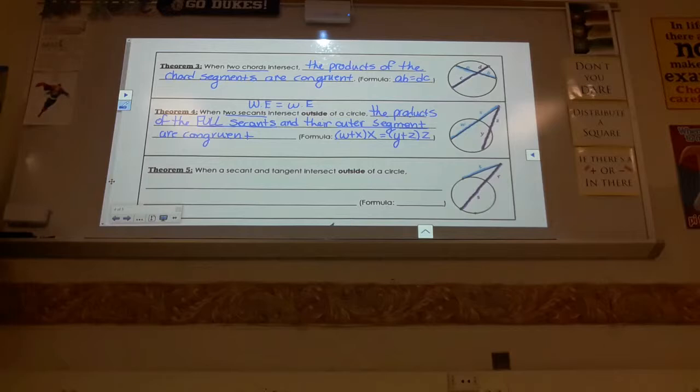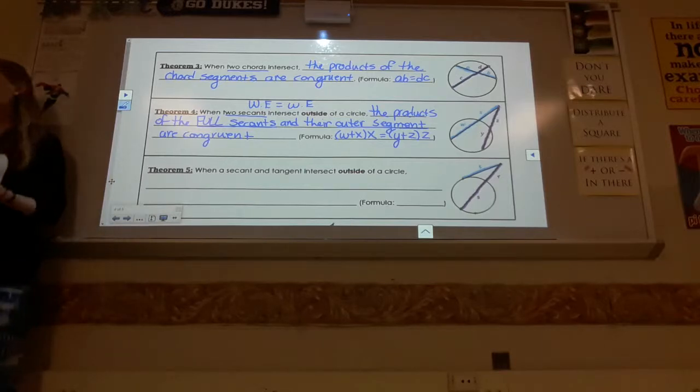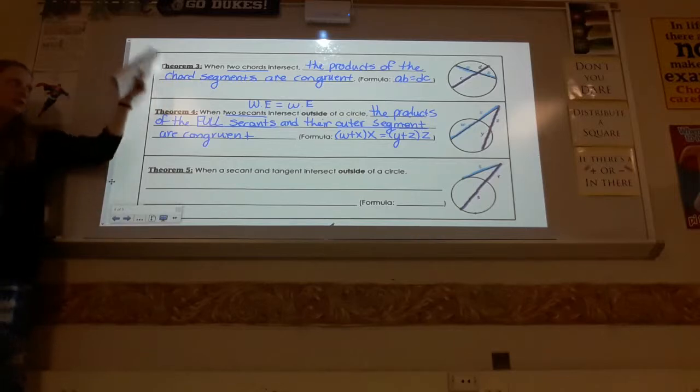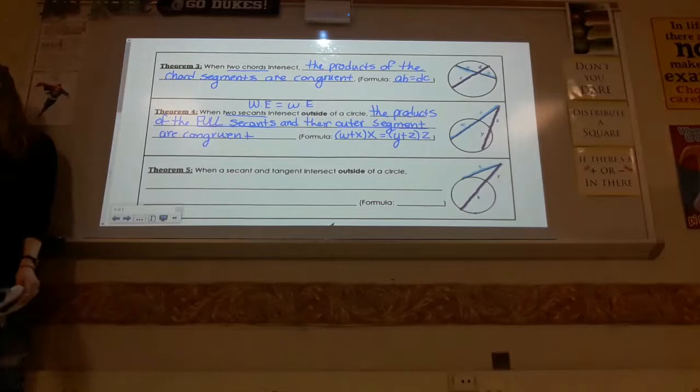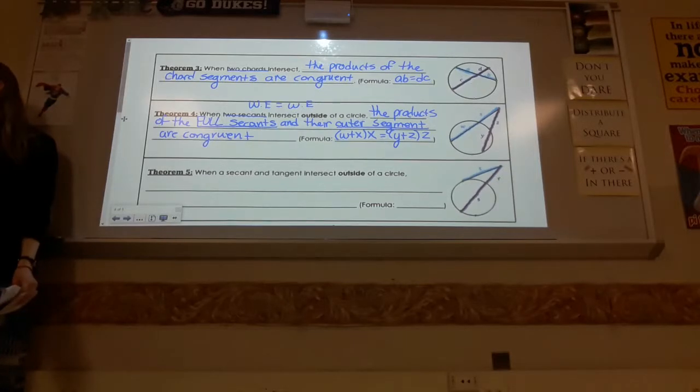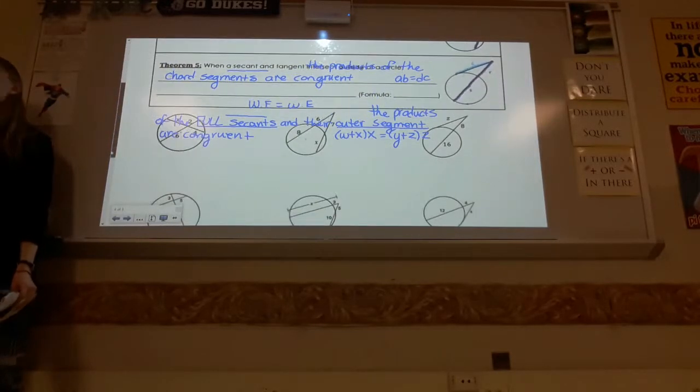Just try to remember it as the full length times the outside equals the full length times the outside, and that's how you would approach that kind of question. Again, just hold on to those in your brain, and then we'll see how they apply down here, and then they'll start making more sense. But before we get there, let's talk about our last one here, theorem number 5.